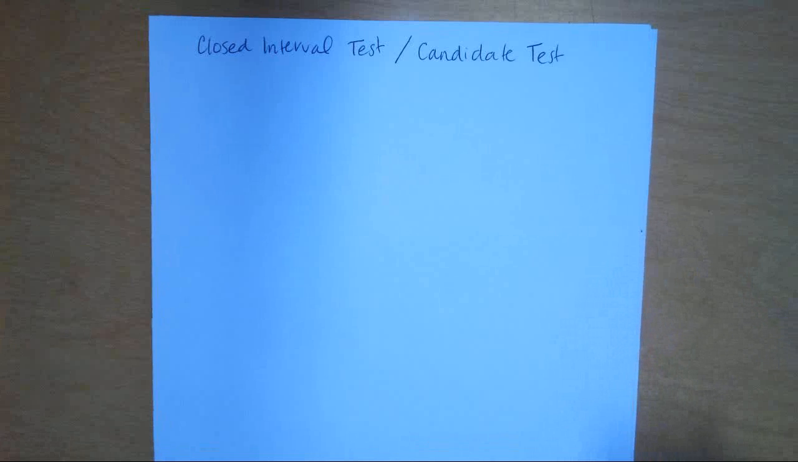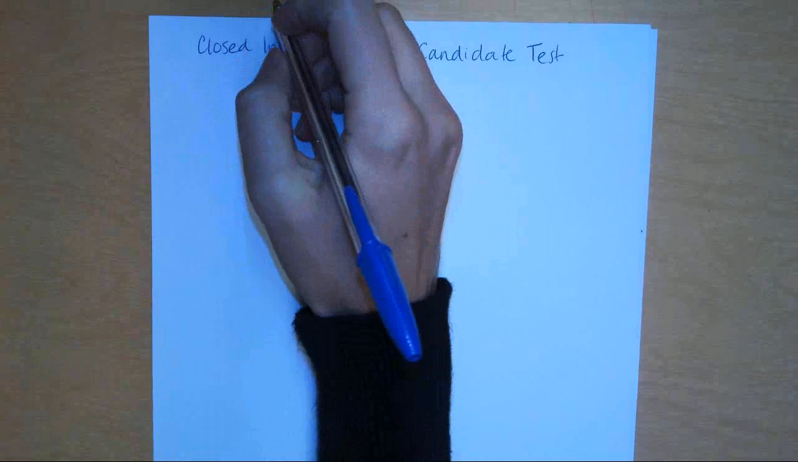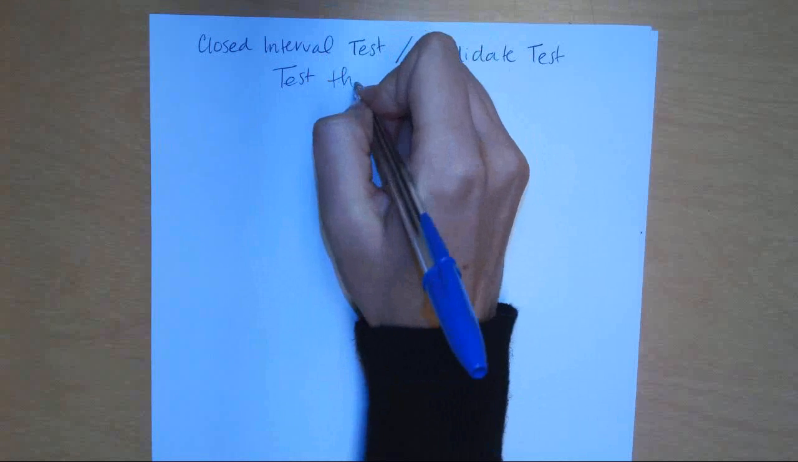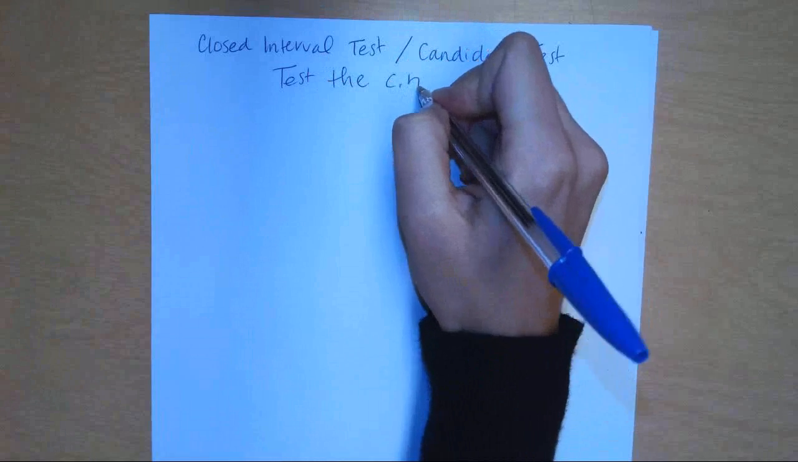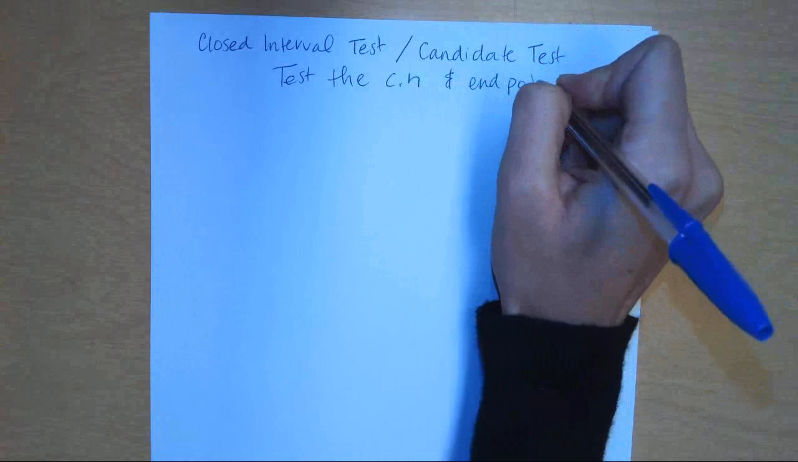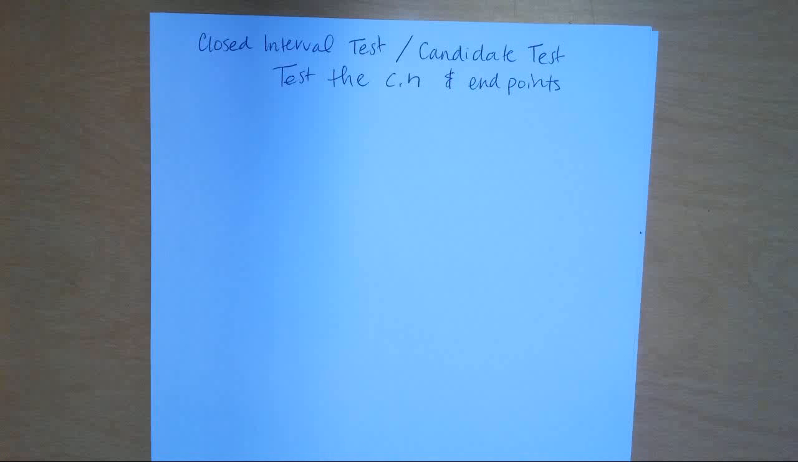Okay, so the idea comes straight from the extreme value theorem. If the extreme value theorem says that there has to be a maximum or minimum on a closed interval, the question is, how do we find it? If there is one, can we find it? The answer is yes, using the closed interval test or the candidate test. So for the closed interval test, we're going to test the critical numbers and the endpoints. We're actually going to test them. That's why this is called a test.